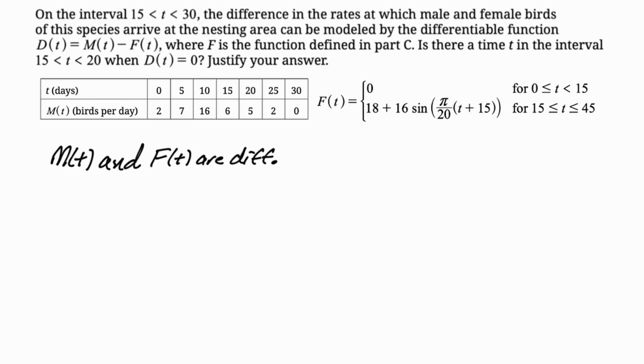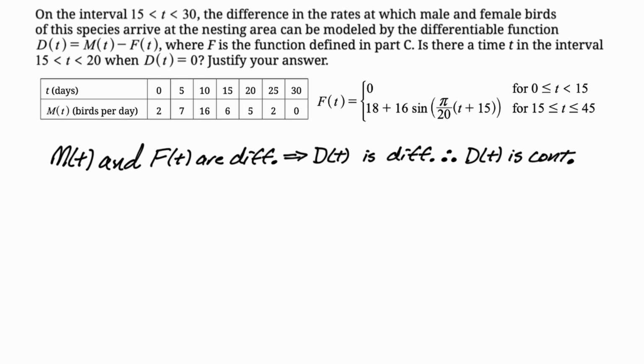I said m of t and f of t are both differentiable, therefore d of t is differentiable. They already gave that to us, so you could have just started with d of t is differentiable. What you definitely need to be true though, we're going to use the intermediate value theorem, so you need d of t to be continuous. Differentiable implies continuous, so as soon as we write d of t as differentiable, we can say d of t is continuous. Once we have that, we're allowed to use IVT. We just need to figure out what's happening on the function d at 15 and 20.